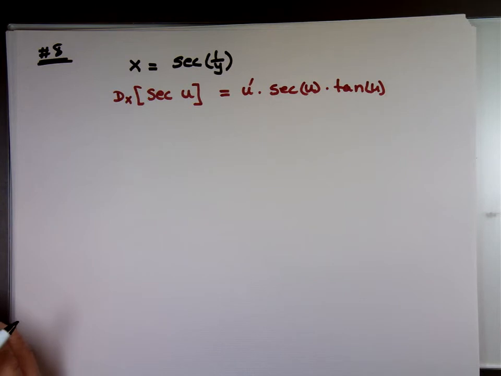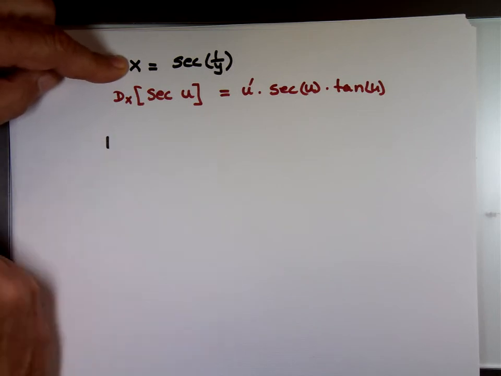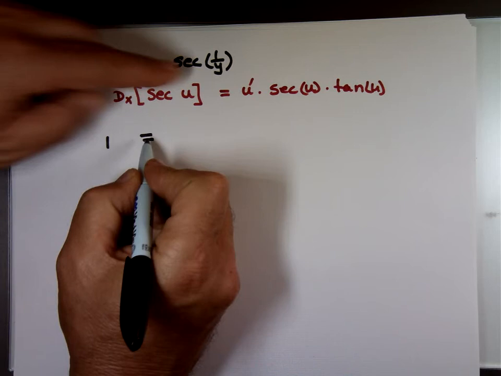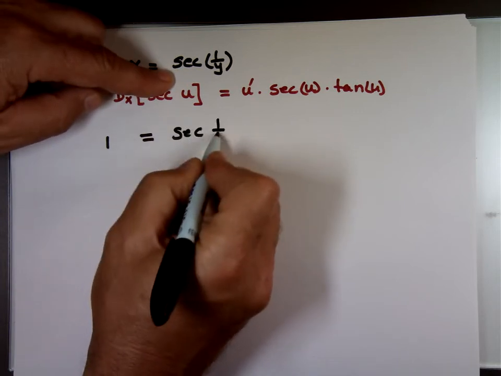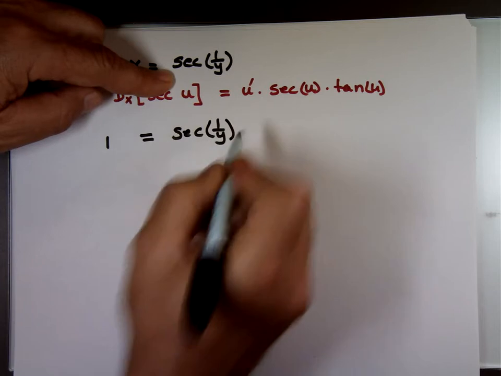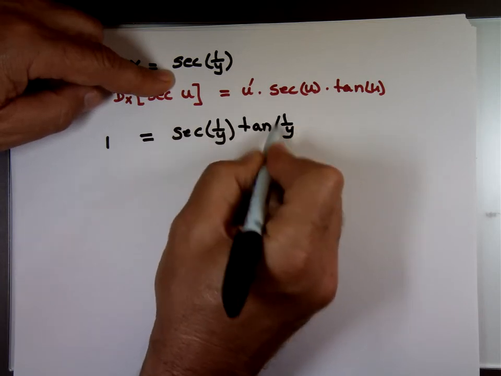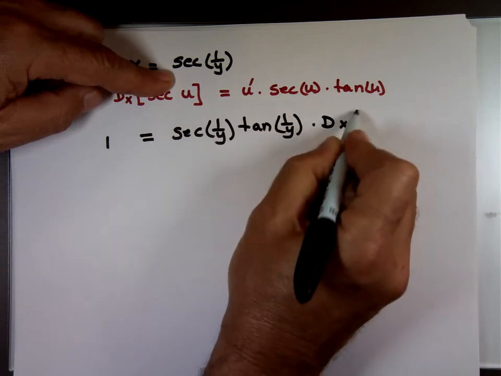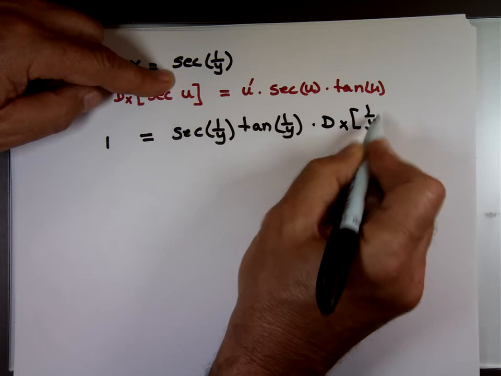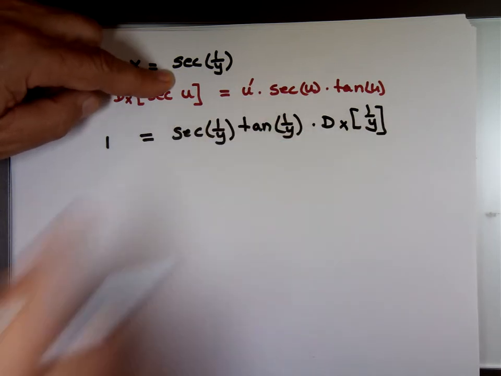So let's take the derivative of both sides. The derivative of x is what? 1. The derivative of secant 1 over y is secant 1 over y, tangent 1 over y, times the derivative of 1 over y. That's the u prime. You can take the derivative of u.